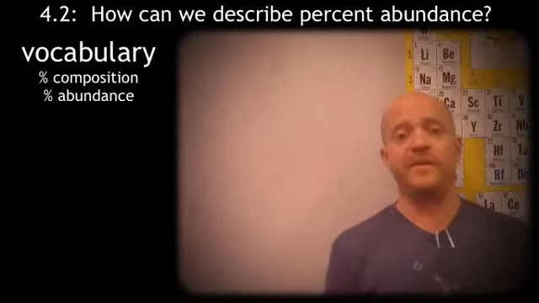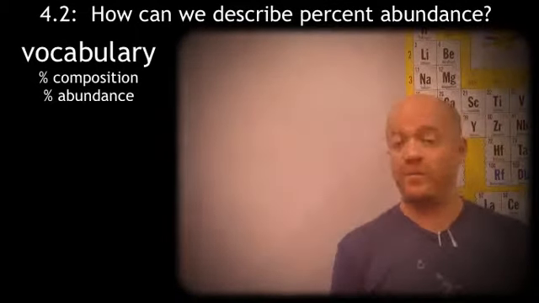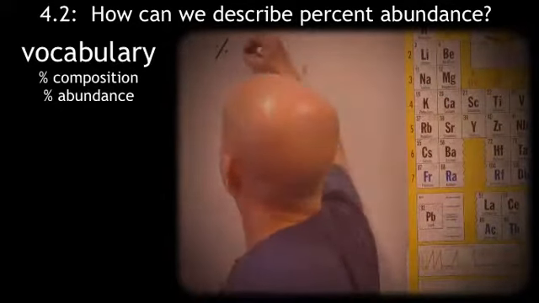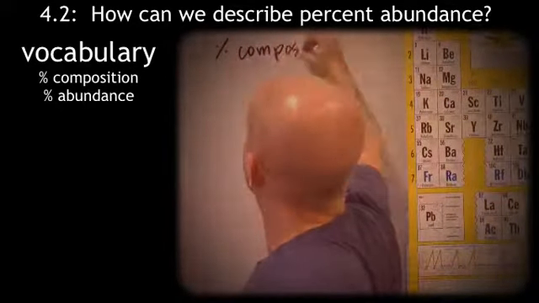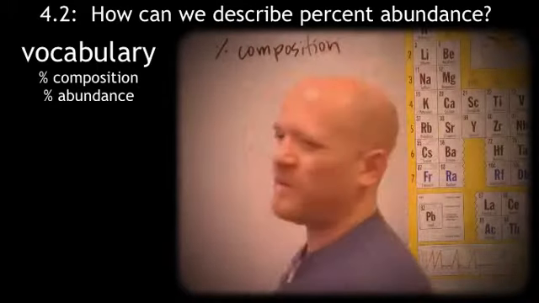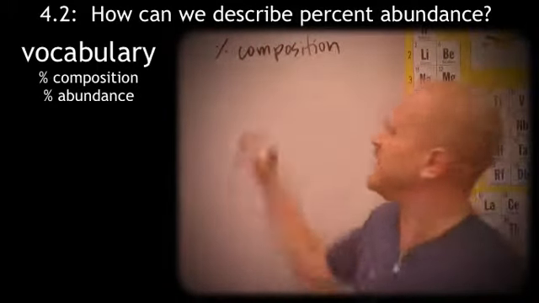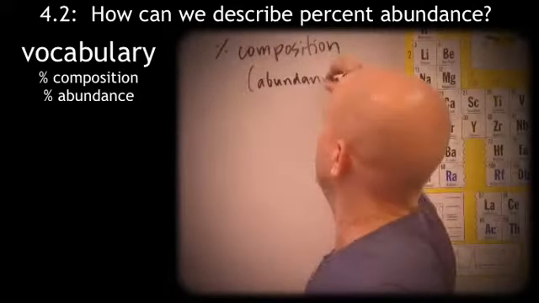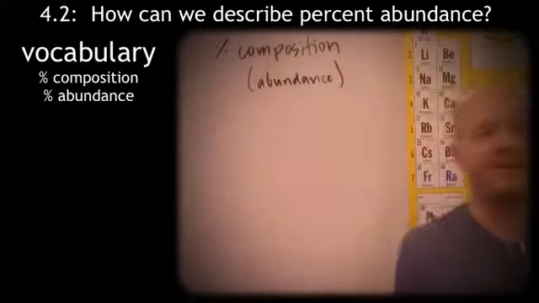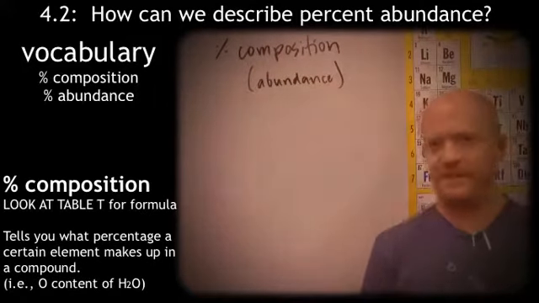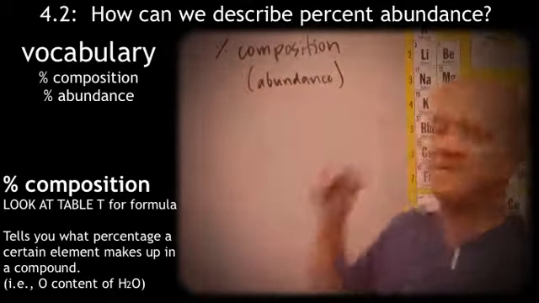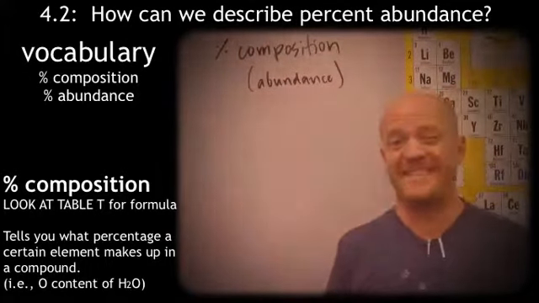Hey, today we're going to talk about percent composition or percent abundance. First of all, percent composition. But what they're really going to ask you on the regents is the abundance. In other words, the relative abundance, or how much of something there is. For the formula for percent composition, you need to go to Table T.